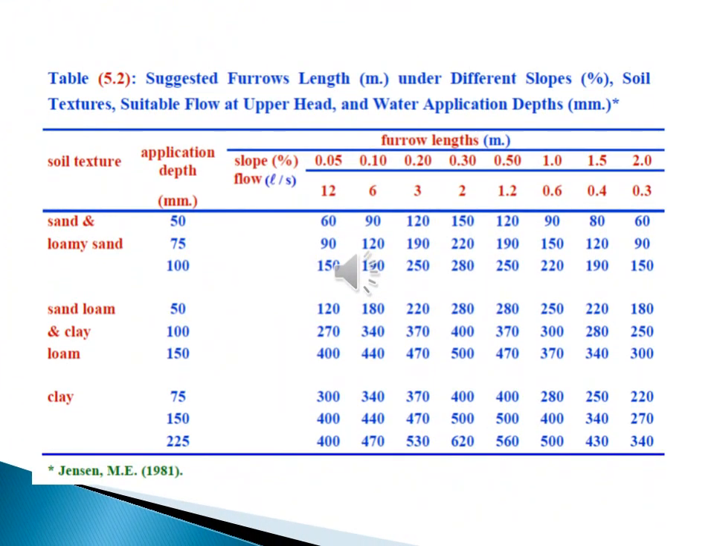Guide table for suggested furrow lengths per meter under different slope percentages, soil textures, suitable flow at the upper head, and water application depth per millimeter. Look, my dear, it is a good table.